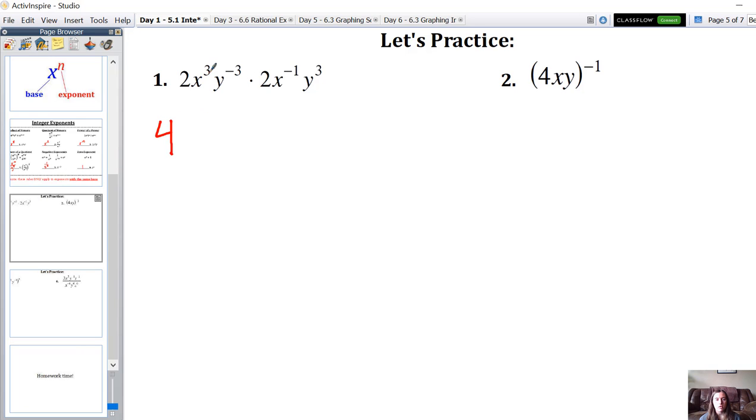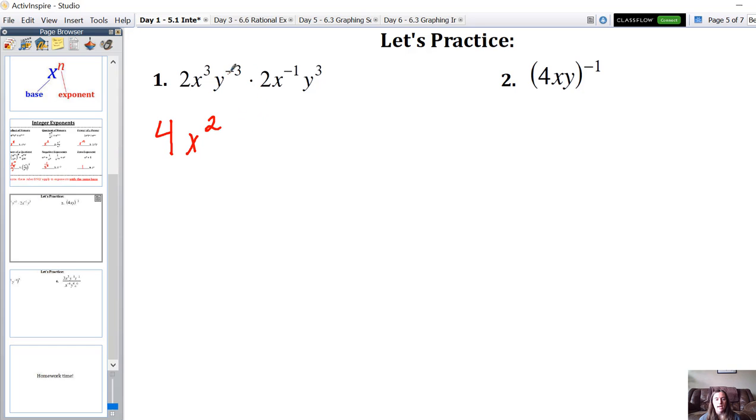Then we have x to the third times x to the negative 1. Remember, when we are multiplying the same base, we're going to add their exponents. So we have 3 plus negative 1, which is 2. So now we have x squared.